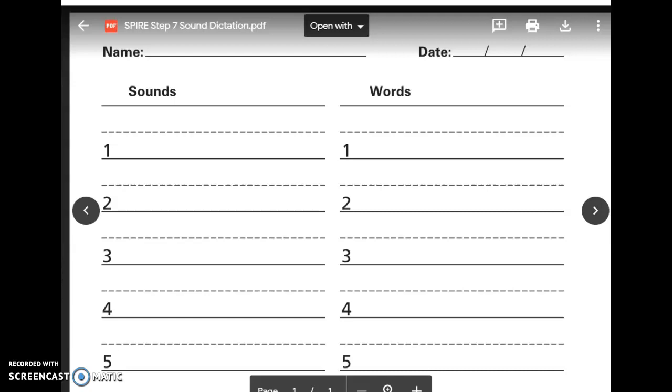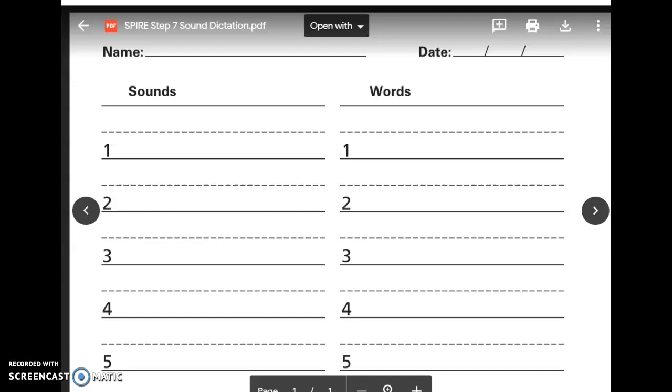Good. So what letter makes the eh sound? Yes. And now we're going to write the letter on our palm as you name it. So the letter is E. Let's write that on our palm. And then now we're going to write the letter E on our paper. So where it says number 1 and sounds, you can write the letter E.